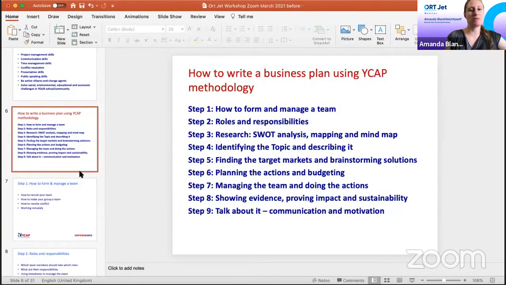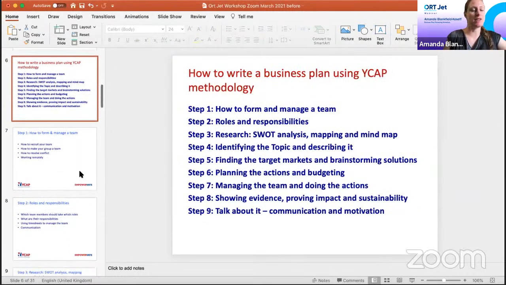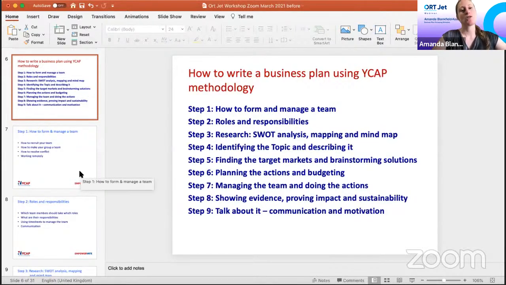So how do you write a business plan using the methodology that we've been using for the last 12 years? So these are the steps. There's 9 steps over here. The first one is how to form and manage a team. Then roles and responsibilities, research, which is SWOT analysis, mapping, and mind map. 4 is identifying the topic and describing it. The topic is the business. Finding the target markets and brainstorming solutions, planning the actions and budgeting, managing the team and doing the actions, and then showing evidence, proving impact and sustainability, and then talking about it, communication and motivation.